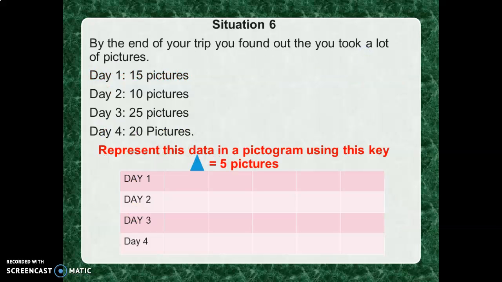By the end of your trip, you found out that you took a lot of pictures. In day 1, you took 15 pictures. In day 2, you took 10 pictures. In day 3, you took 25 pictures. In day 4, you took 20 pictures. Represent this data in a pictogram using this key. Every triangle represents 5 pictures.